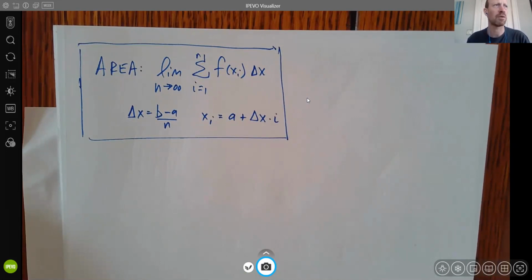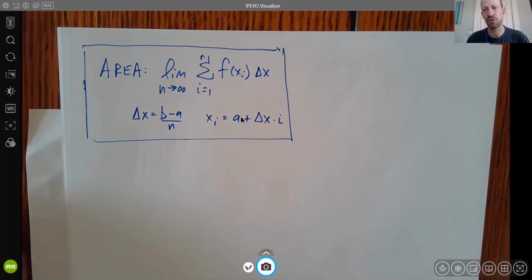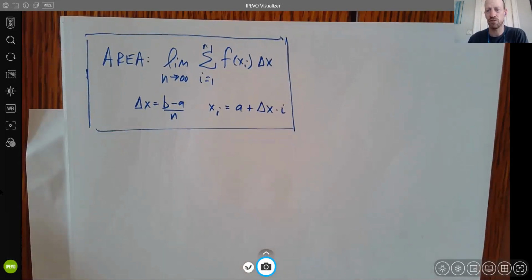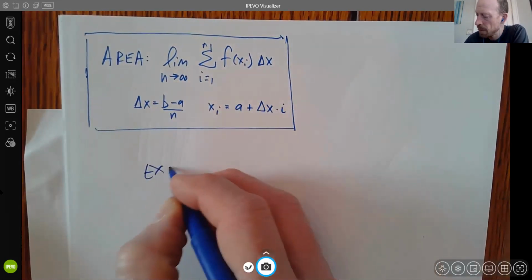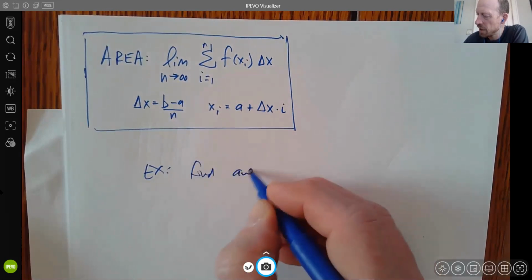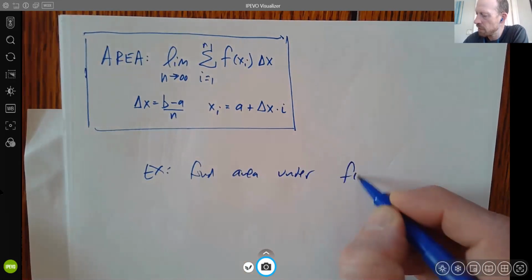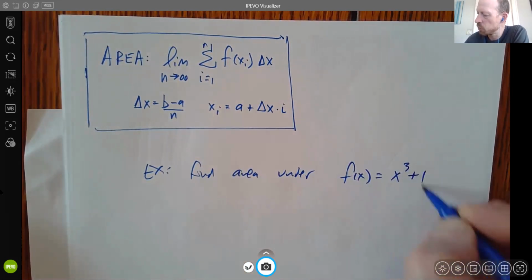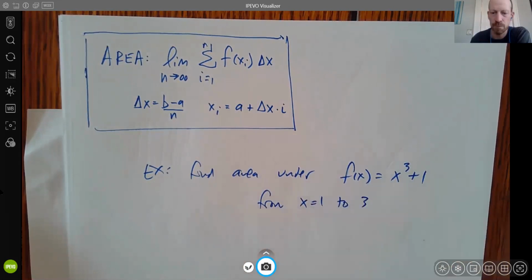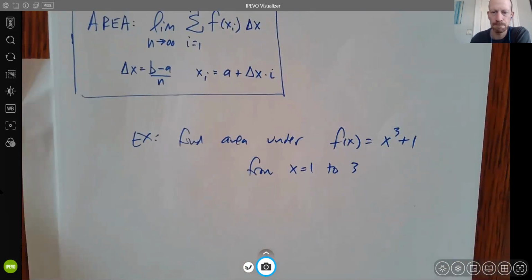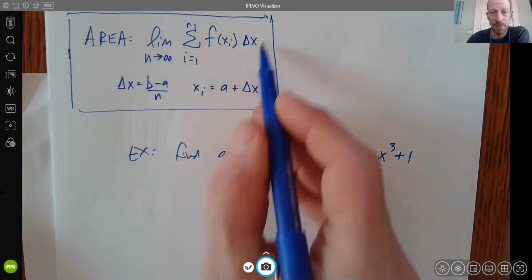I think what you'll find when you look in the 5.1 homework is that they don't ask you actually to do any of those calculations yet, right? So we'll save those till 5.2, and we'll talk about that more on Tuesday. But they do ask you to set some things up. So for example, if I want to find the area under f of x equals x cubed plus 1 from x equals 1 to 3, then what I want to do is be able to set this up.